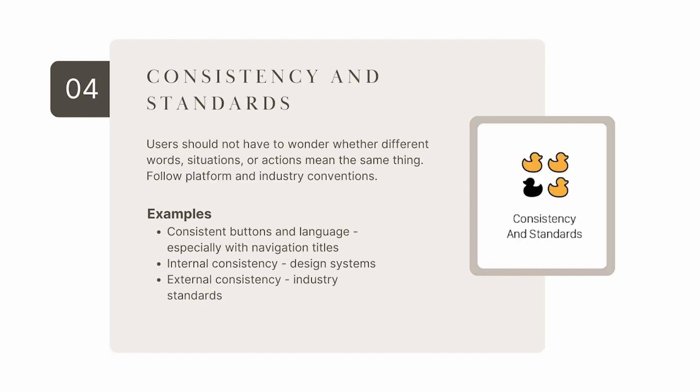So then we've got consistency and standards. This one's kind of self-explanatory, but super, super important. Use the same language and kind of buttons or signposting across your product. Like if our quick reads are called quick reads, don't have a button that says view our articles, because it could be two different things. And there's kind of different versions of this. So there's internal consistency, which is kind of design systems, and there's external consistency, which is kind of industry standards.